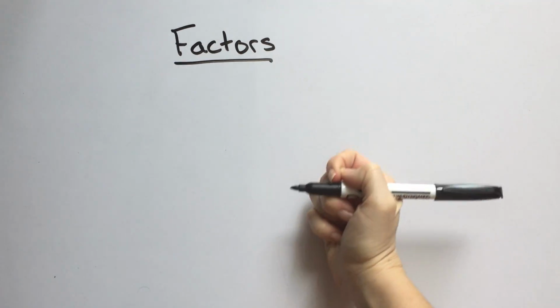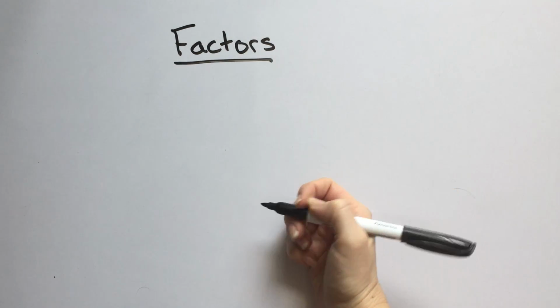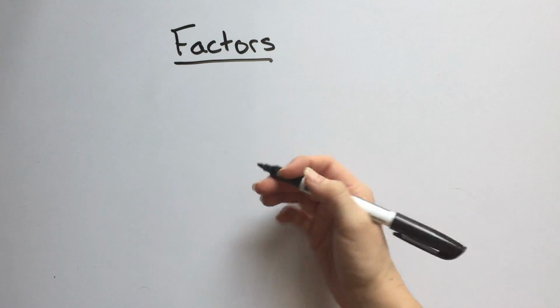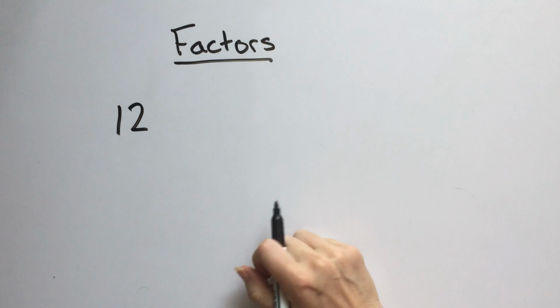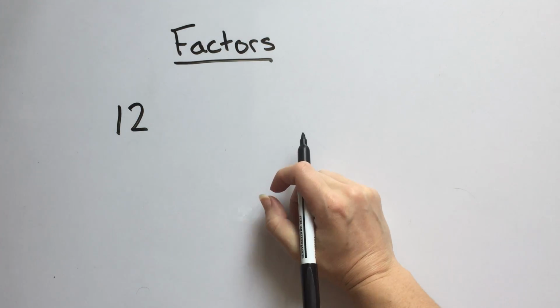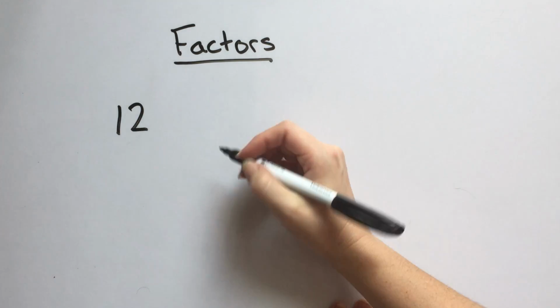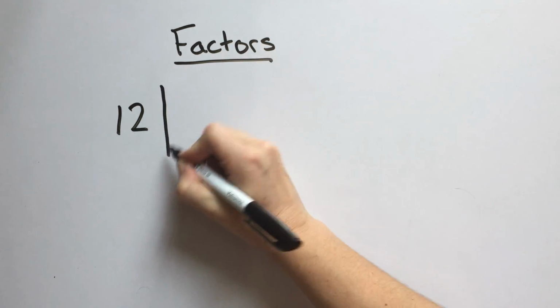Okay, so what are factors? Factors are all the numbers that you can multiply together to get a number. So if we have, for example, the number 12, well, we want to ask ourselves, what numbers can you multiply together to get 12? I like to use something called a factoring T.